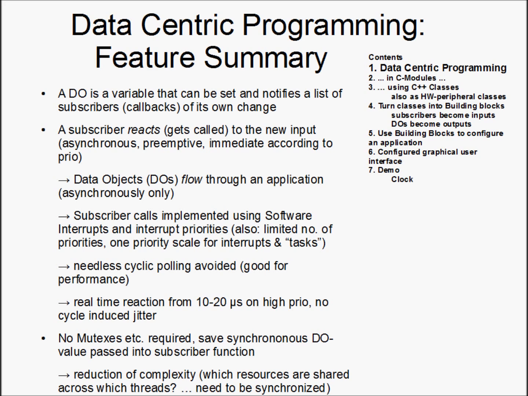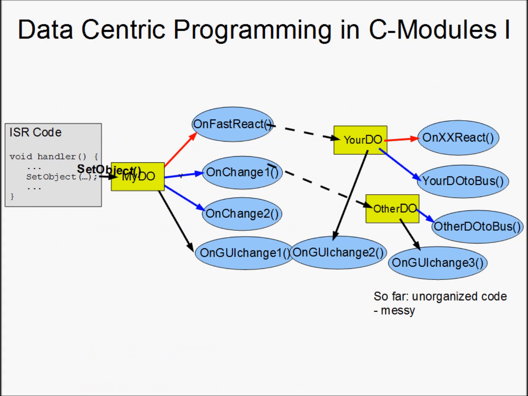The DCOS does the synchronization for you, and it passes safe copies of data object values into the subscribers. It thereby avoids a lot of complexity usually involved with multi-threaded programming. At the same time, it avoids the overhead that is associated with using synchronization functions. Again, this saves performance.